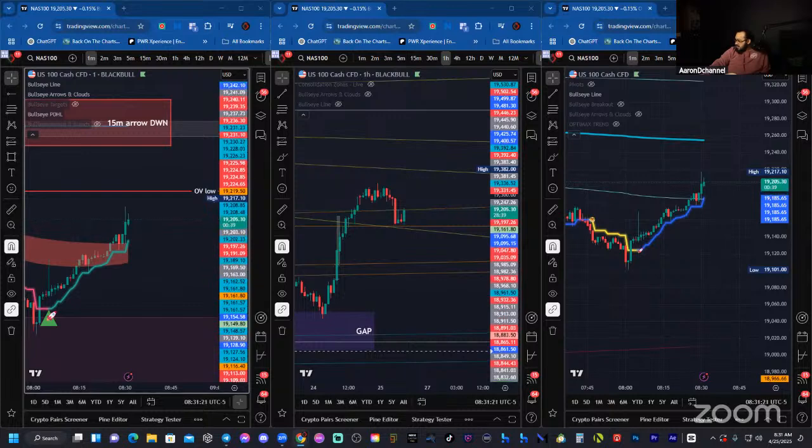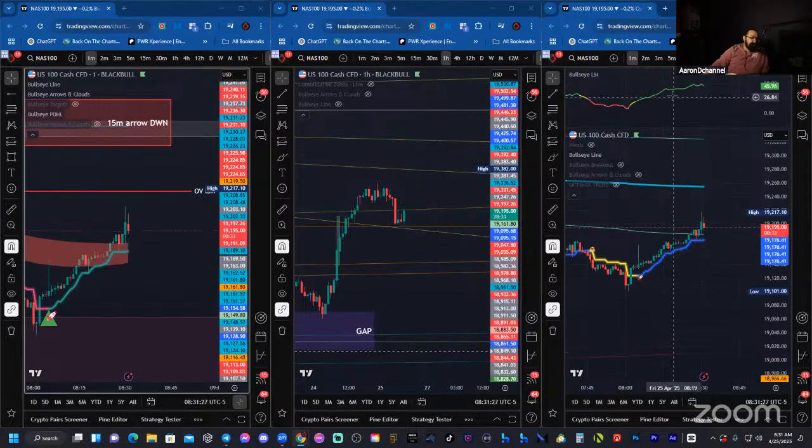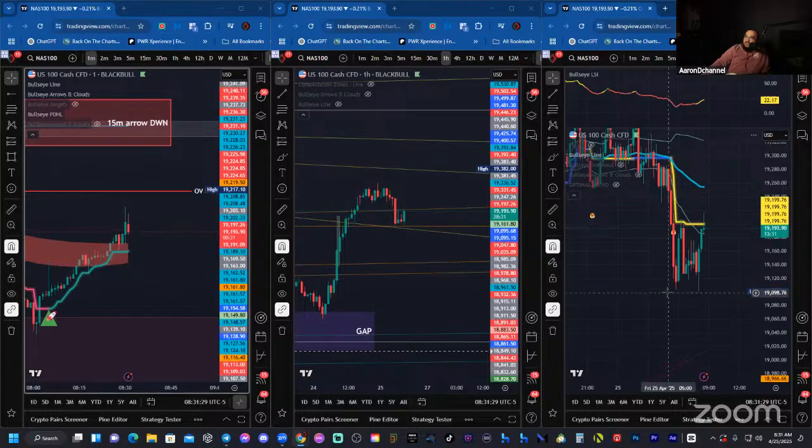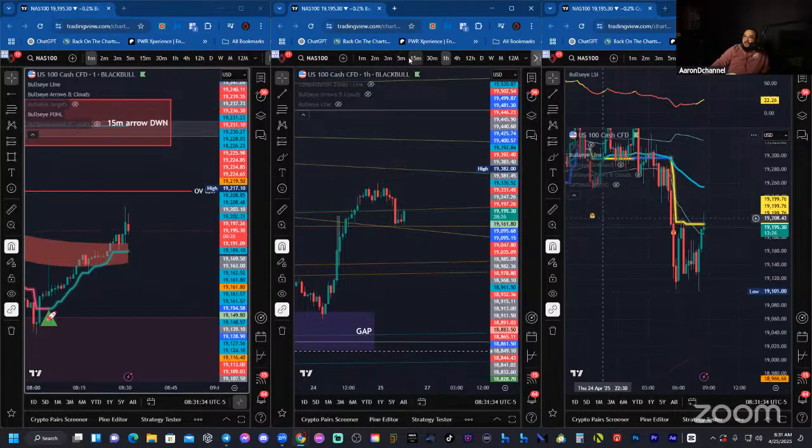It's a Friday. Let's see if the bulls actually want to take control of this market. Looks like the bulls are in control of this market at the moment. On the 15-minute time frame, kind of neutral. Still coming out of this consolidation phase here on 15 minutes.